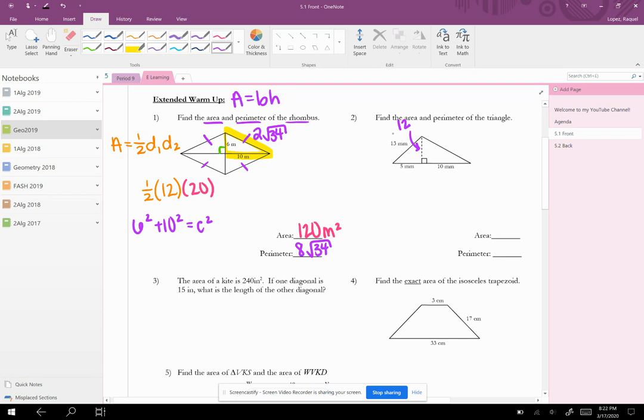And so part of the problem is asking us to find the area. Well, the area of a triangle is 1/2 base times height. Our base is 15, so it's 1/2 times 15, and we just figured out our height was 12. So once again, we're just going to multiply that, and you should get 90 millimeters squared.